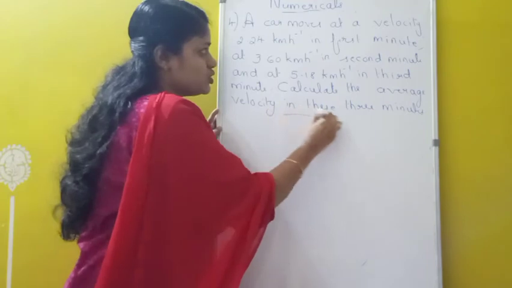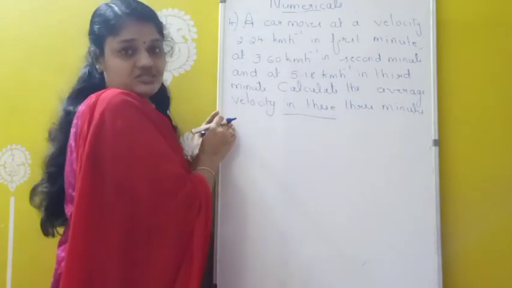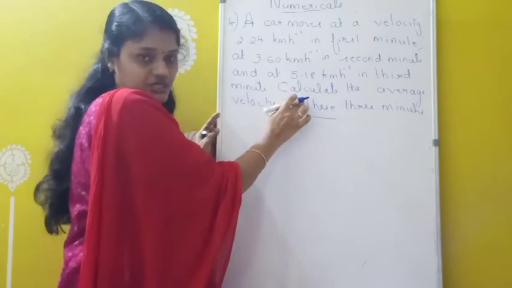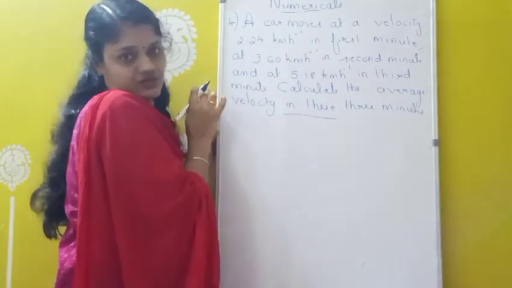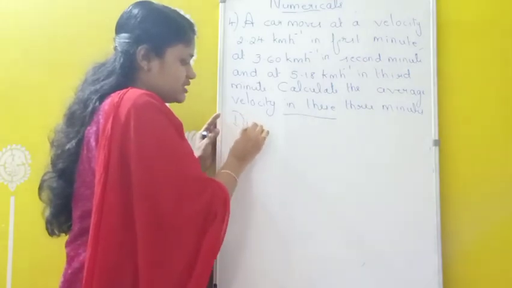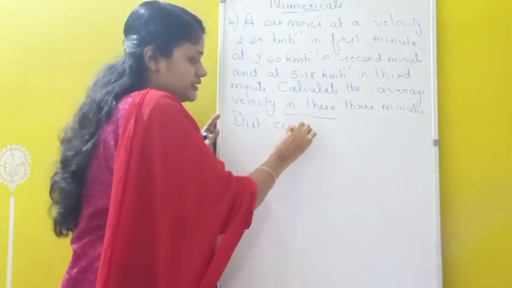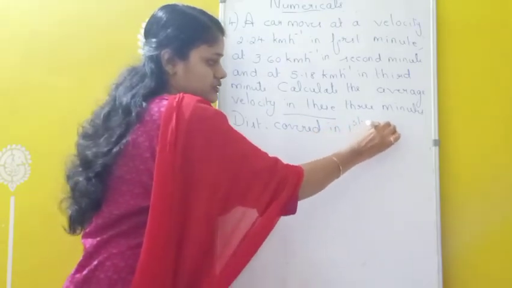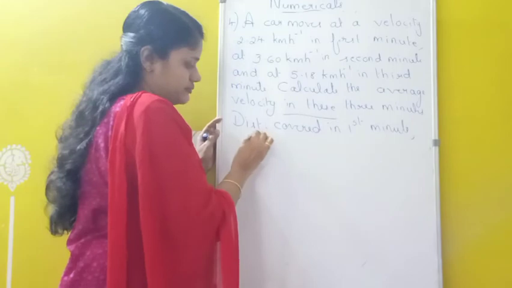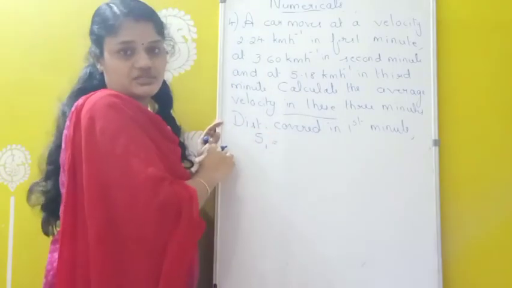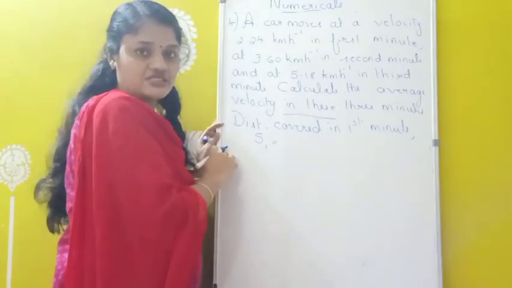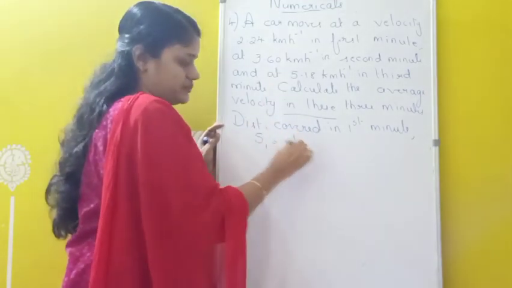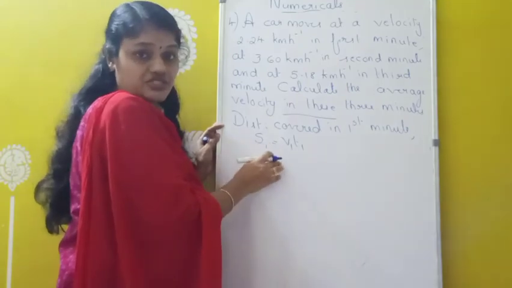Okay. So first of all, we have to find the distance covered in the first minute. We have 3 minutes, so the total time here is 3 minutes. In the first minute, what is the distance covered? I am taking it as S1. And how will you find distance? Velocity into time. So distance means velocity V1 into the first time, that is T1.